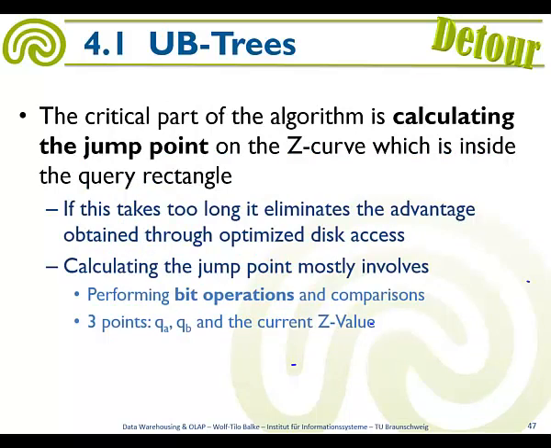And the critical point, of course, is computing these jump points, so the coordinates within the regions, and these are rather efficient because they're basically at the end just bit interleaving, so they're not very hard to do or very slow. However, if they take too long, this would be the bottleneck in such an algorithm. But to do these operations you just need the 2 coordinates of the search query, the upper left and the lower right coordinate, and the current Z value, and then you should be able to do the computation.